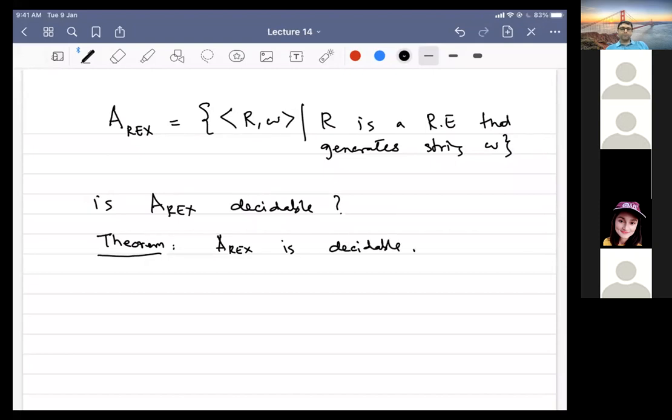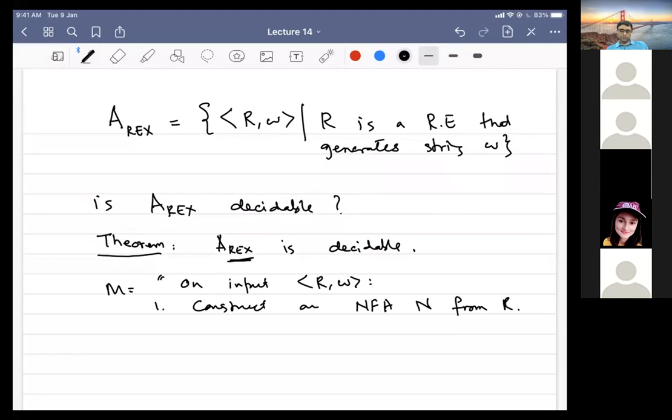And how would you prove it? The proof is very simple. We can construct a machine M. On input ⟨R, W⟩, what would this machine do? Construct an NFA N from R. Pass W to N.